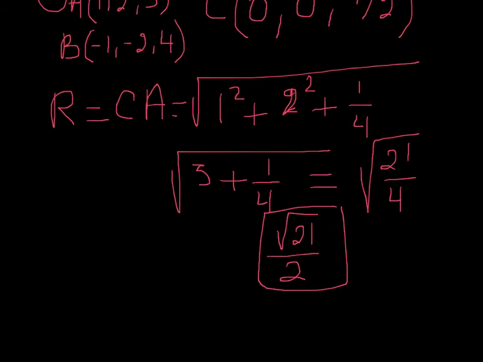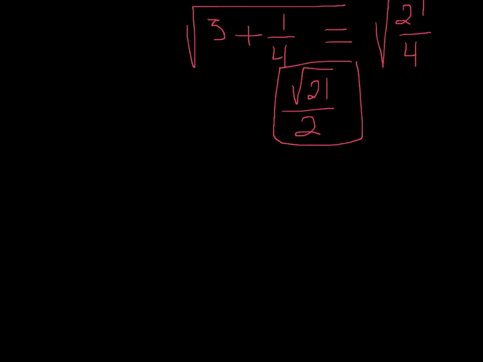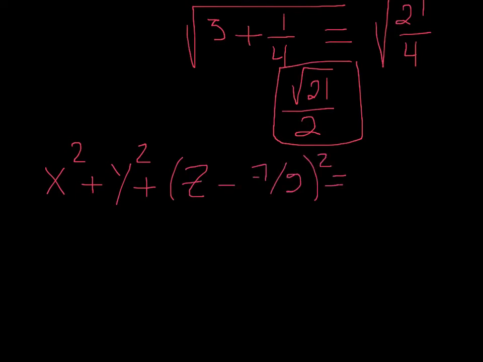Knowing this center and the radius, let's go ahead and write the equation of the sphere. The equation of the sphere is going to be x squared plus y squared plus z minus 7 over 2 squared equal to the radius squared, which is 21 over 4. Okay, let's go to number 5.